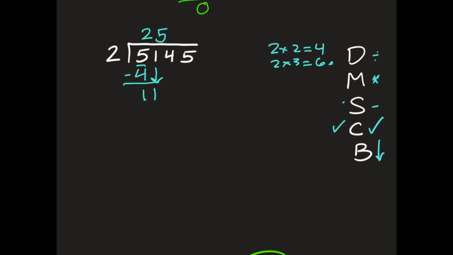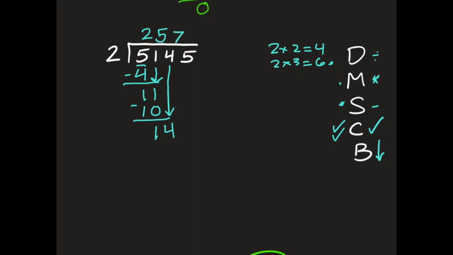Put that 5 above the 1. 5 times 2 is 10. Now I'm going to subtract. 11 minus 10 is 1. I'm going to check. Is 1 smaller than 2? Yes. So now I can bring down my next number, which is a 4. So now I ask myself, how many times can 2 go into 14? And again, I'm counting 2, 4, 6, 8, 10, 12, 14. So it can go in 7 times.